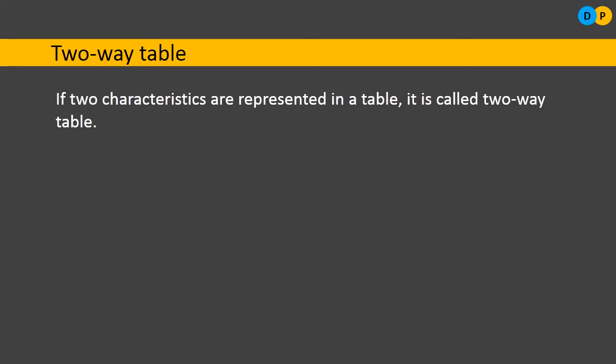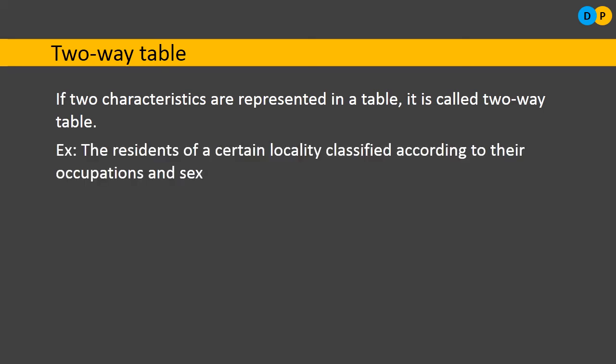Please let me consider an example here. The residents of a certain locality are classified according to their occupation and sex. So here there are two characteristics. The first characteristic is occupation, what occupation they are in, and another one is sex, whether they are male or female. On these two characteristics, the complete residents are classified.